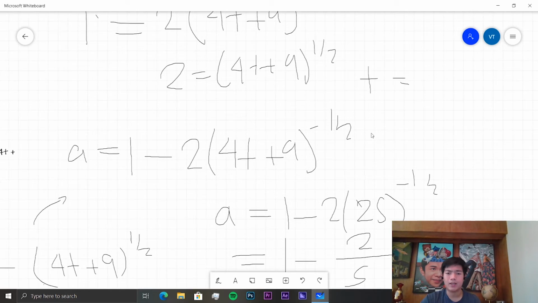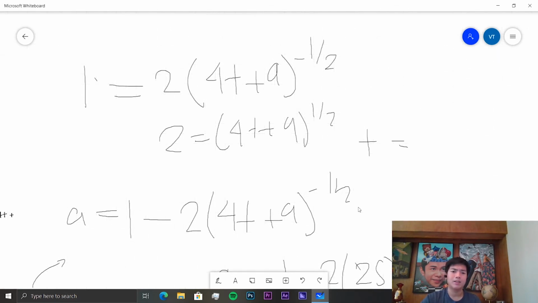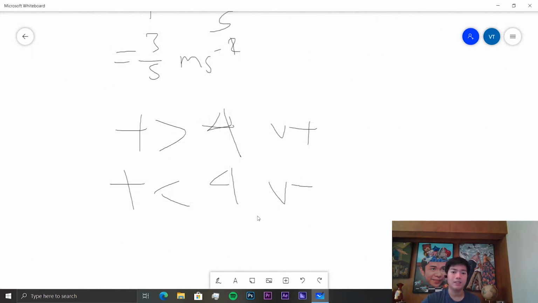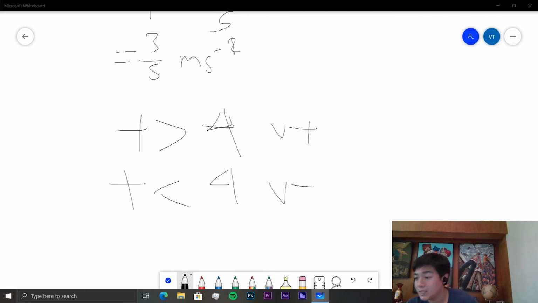Likely negative. No, likely positive throughout the duration. Yeah. So this means that the particle is slowing down when t is less than 4, and the particle is speeding up when t is greater than 4. So yeah, that is correct.